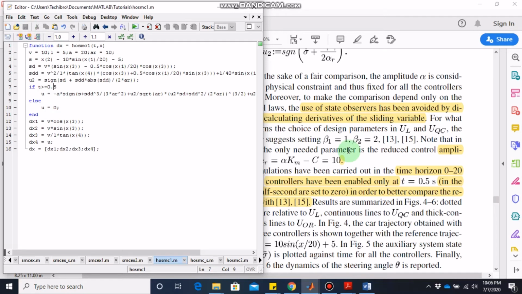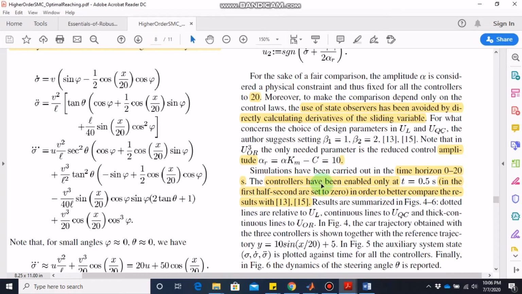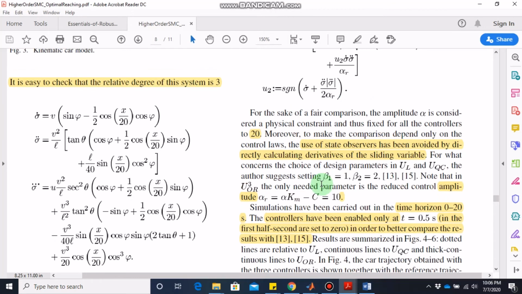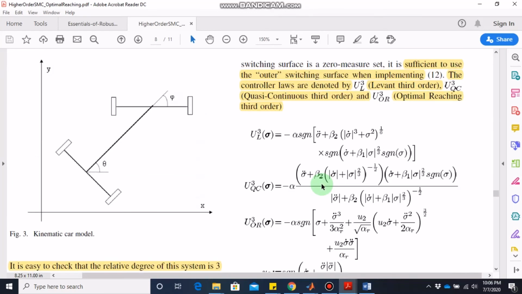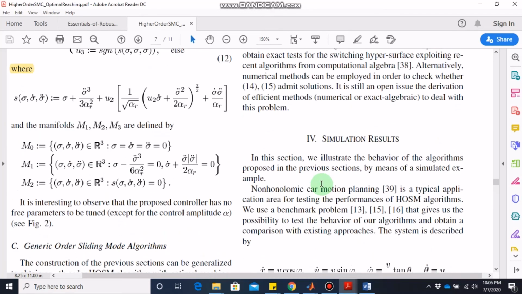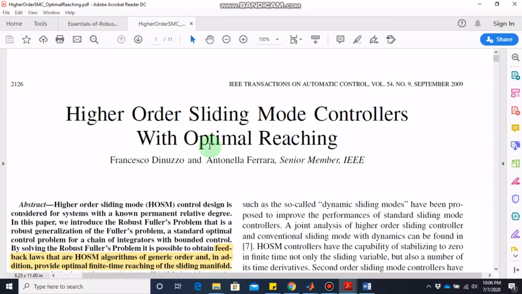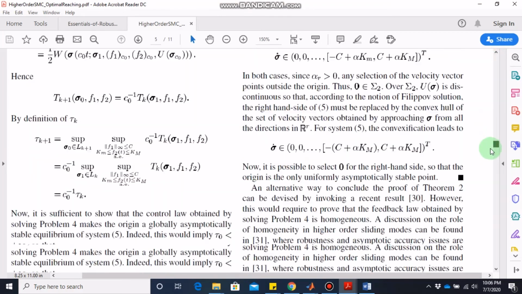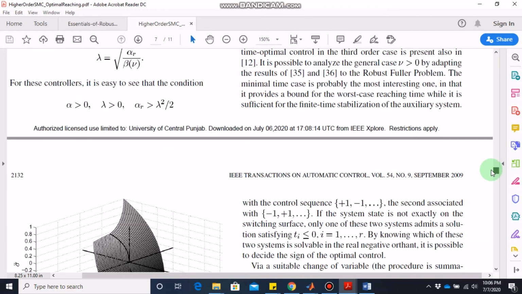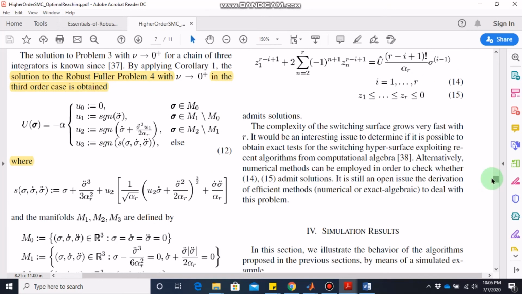Before I run the revised trajectory, I also want to show you something. So here is the theoretical result. This is the proposed third order optimal convergence or optimal control. So this is third order, I keep on forgetting its name. This is optimal reaching control. So the third order optimal reaching control is given by this equation.